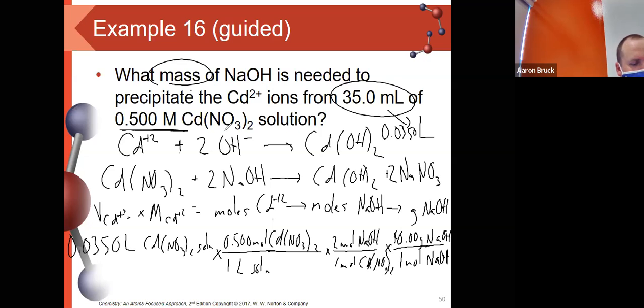Make sure all my units cancel. I have liters of solution, they canceled. I have moles of cadmium nitrate, they canceled. I had moles of sodium hydroxide, they canceled. Only thing left is grams, which is a unit of mass of sodium hydroxide.